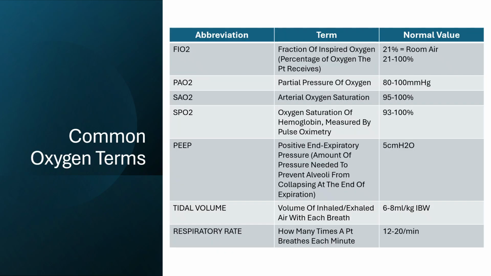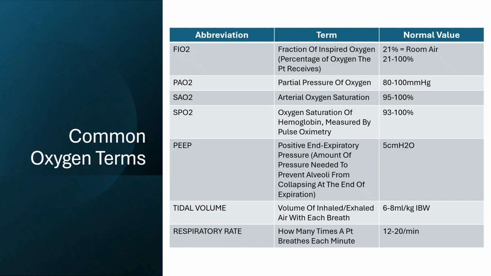All right, these are just some common oxygen terms. I don't expect you to memorize these by any means, but some of them are important, especially the FiO2, which is fraction of inspired oxygen. So this is the percentage of oxygen that the patient receives. So all of us right now walking around, we have about 21% oxygen in room air, right?